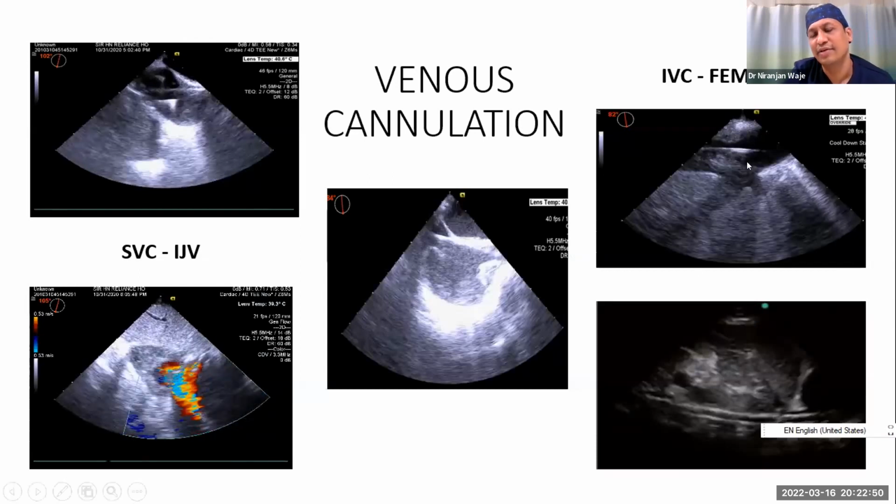On the right-hand side, you can see a deep transgastric view, and you can see the IVC. These are the hepatic veins. The appropriate positioning of the venous drainage cannula in a VV ECMO has to be confirmed. It should not be obliterating the drainage of the hepatic veins.